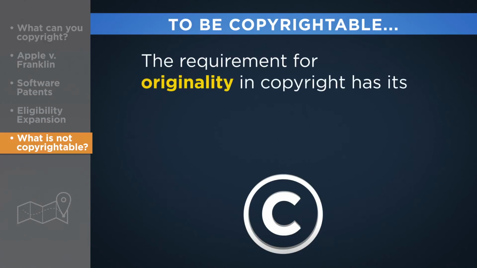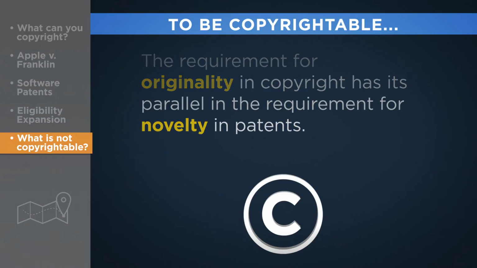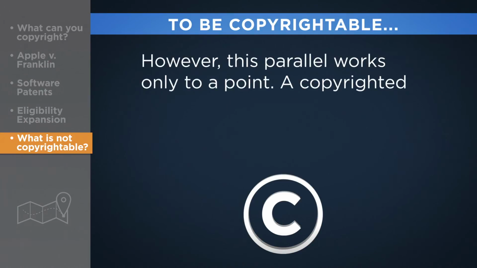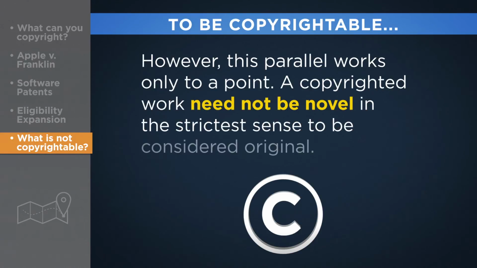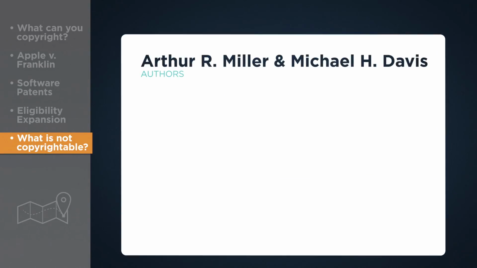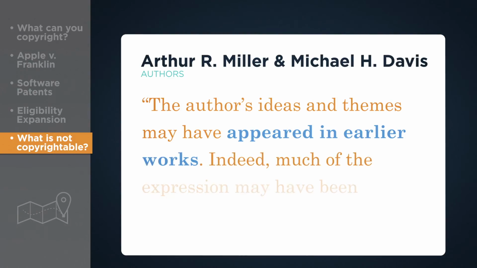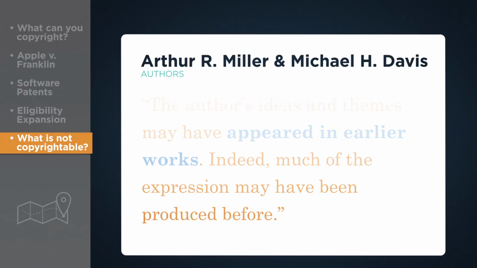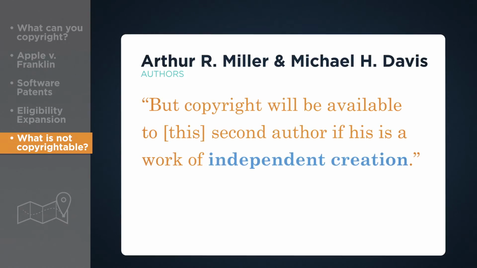The requirement for originality in copyright has its parallel in the requirement for novelty in patents. However, this parallel works only to a point. A copyrighted work need not be novel in the strictest sense to be considered original. As Arthur R. Miller and Michael H. Davis explain in their textbook on intellectual property for law students, the author's ideas and themes may have appeared in earlier works. Indeed, much of the expression may have been produced before, but copyright will be available to this second author if his is a work of independent creation.